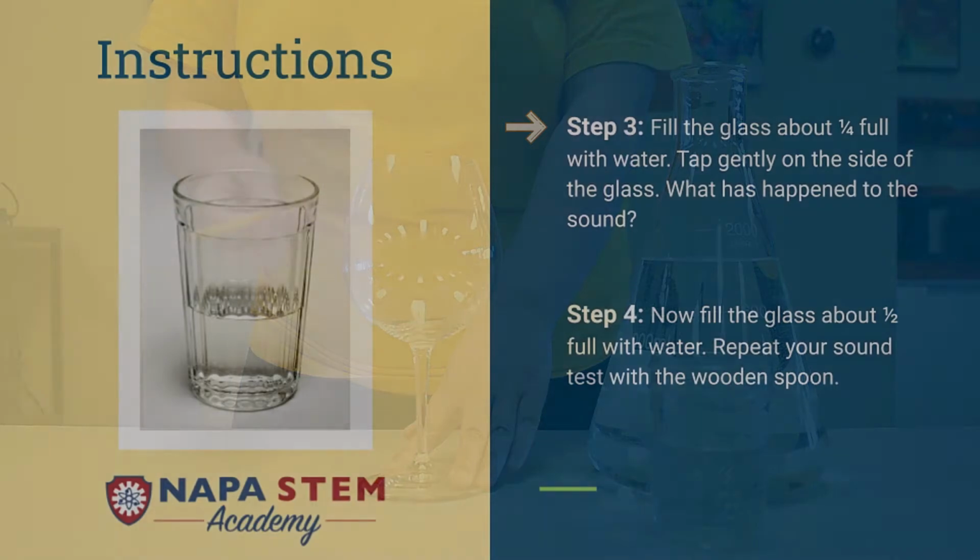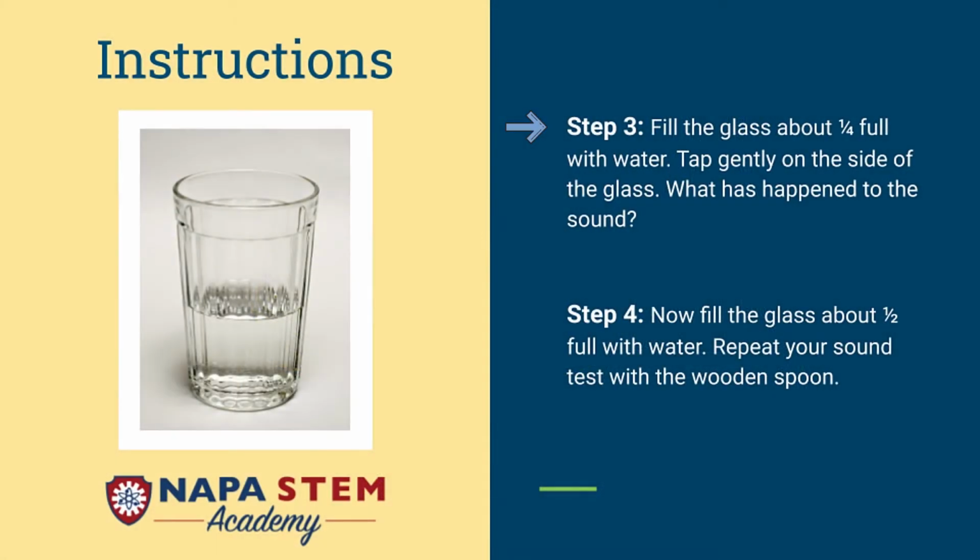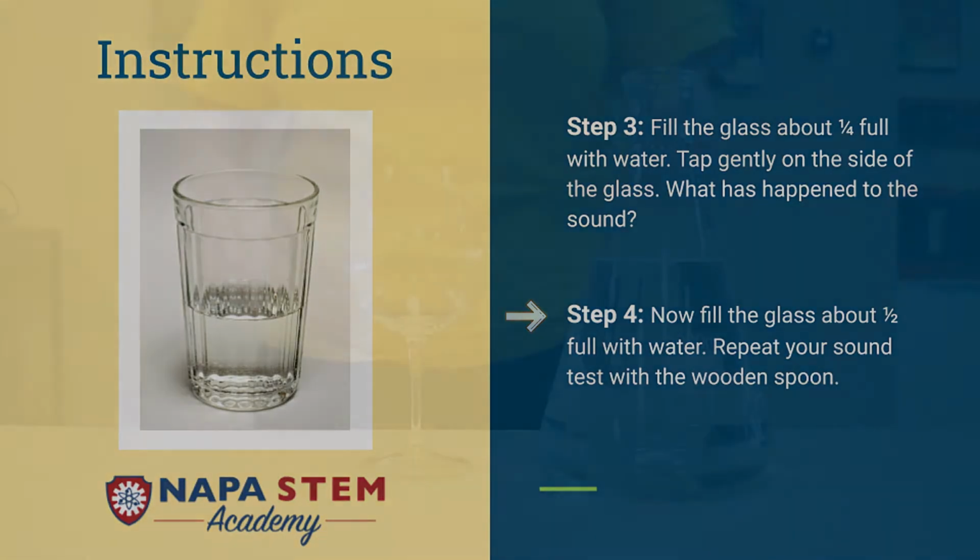Step 3. Fill the glass about 1/4 full with water, like this. Then tap gently on the side of the glass. What's happened to the sound? Step 4. Now fill the glass about half full with water. Repeat your sound test with the wooden spoon. Don't forget to take notes.